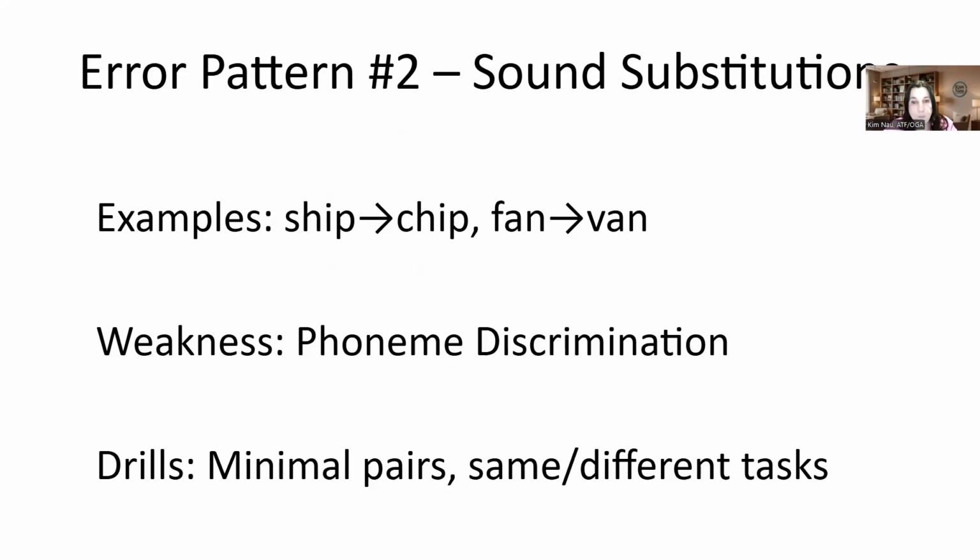If they need extra support, use chips. If they make an error, use chips or some sort of manipulative. You could also do minimal pairs. You can do like fan and van, right? You can say fan and van.